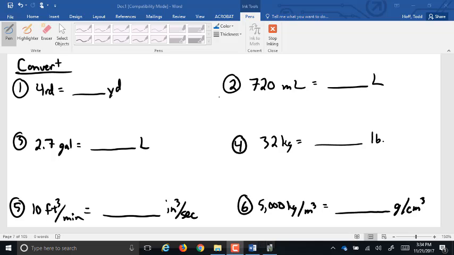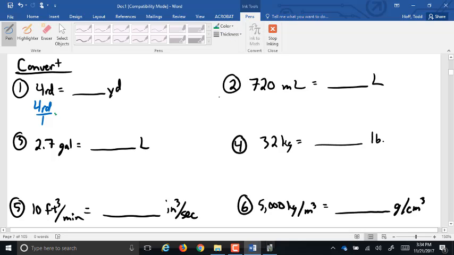Okay, so for number one, 4 rods being converted into yards. For rods, we're going to put it over 1 to make it a fraction. Rods are going to go on bottom, so they cancel out. Yards on top. 1 rod is 5.5 yards. So the rods cancel out. 4 times 5.5 yards is 22 yards.